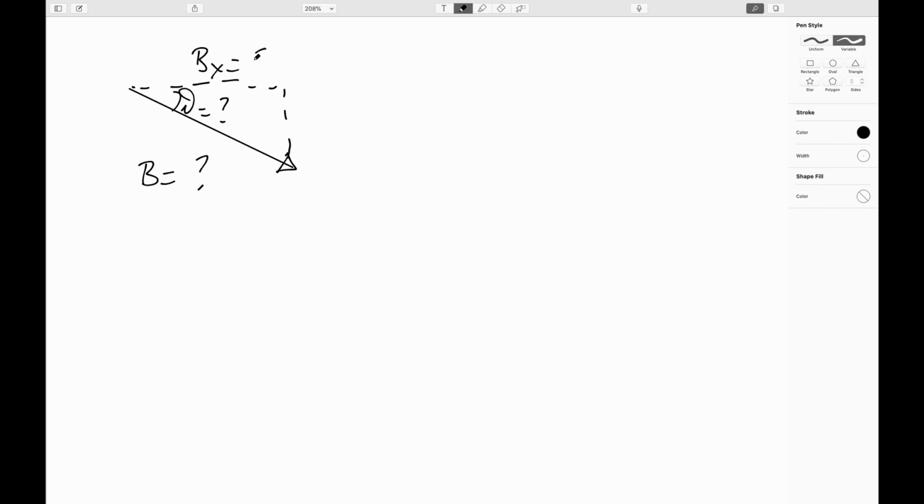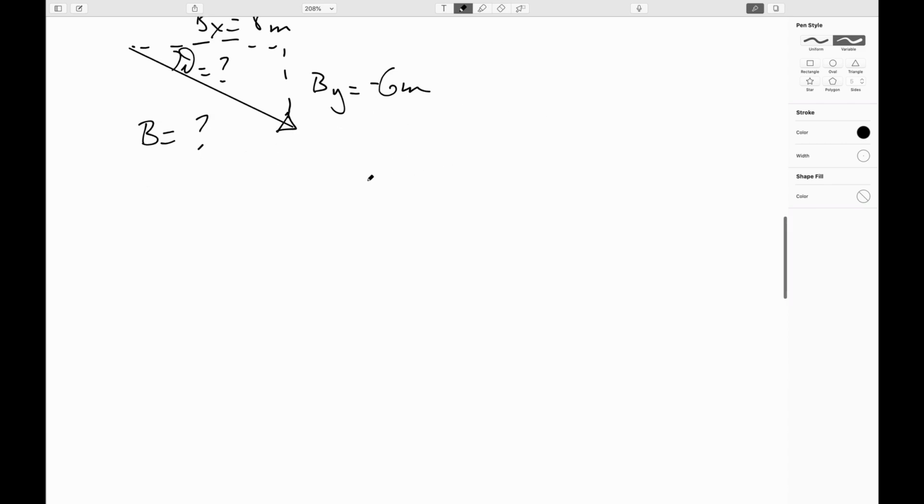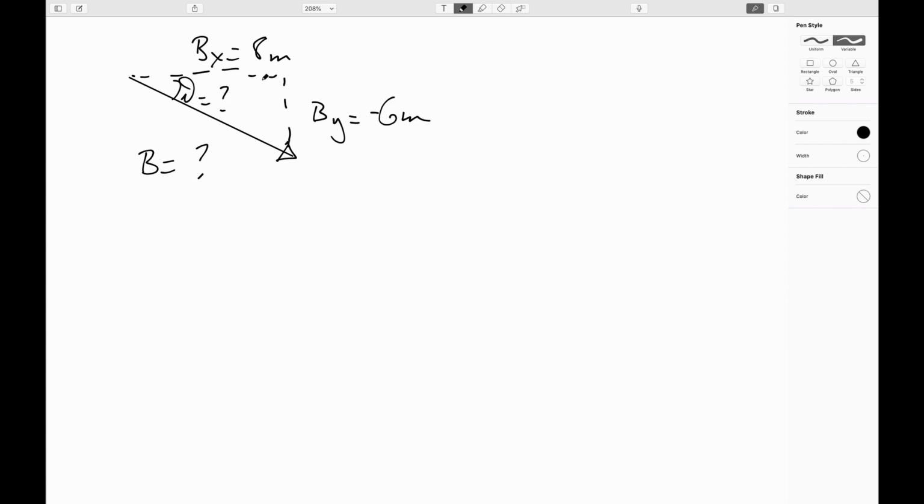So bx equals 8 meters, by equals -6 meters. Okay, so we can get b by using the Pythagorean theorem. We have the two legs of a right triangle. And so by the Pythagorean theorem, we know that b squared would equal bx squared plus by squared. So take the square root of both sides. I get that b will be equal to the square root of bx squared plus by squared.